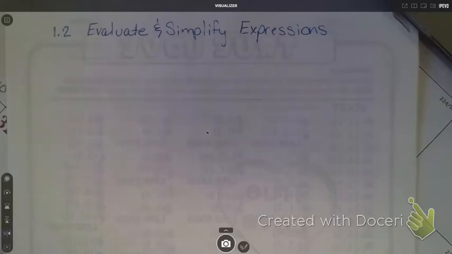Okay, so 1.2, evaluating and simplifying expressions. Today we are going to evaluate, tomorrow we are going to simplify. And I forgot to write the assignment on the board for tomorrow.